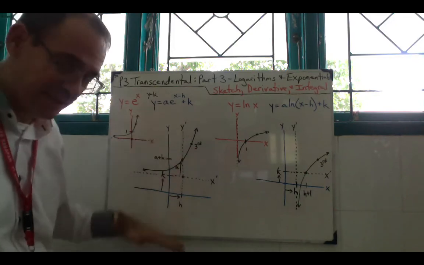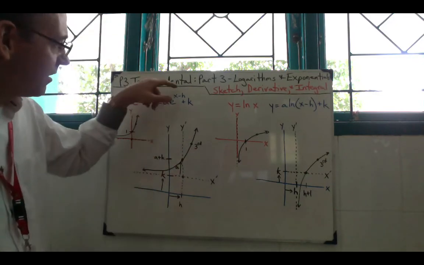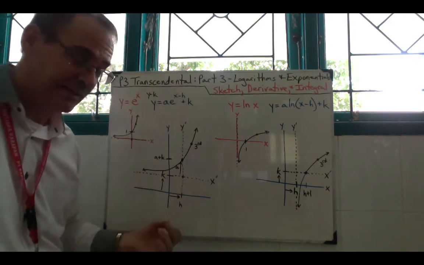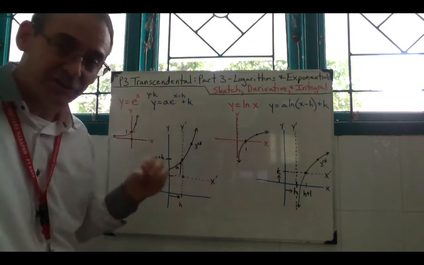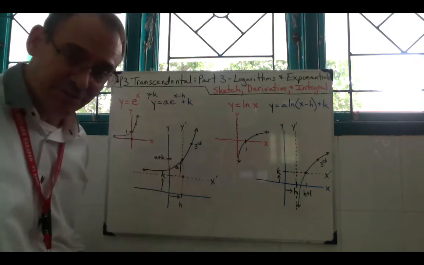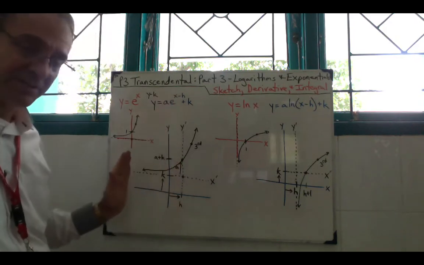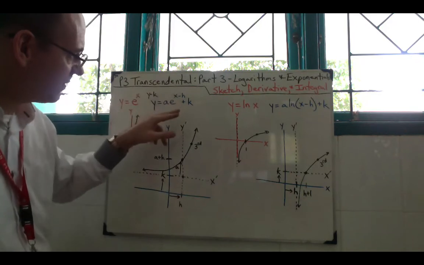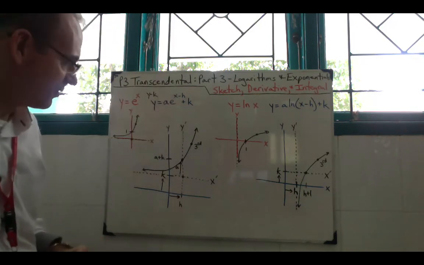If it's negative, it moves down. The h is still attached to the x, so we need to change the sign. Whatever value h is, you're going to do the opposite. So if it says minus 3, you're going to add 3. If it says plus 3, you're going to subtract 3. Okay? So you change the sign for the h, you keep the sign for the k.